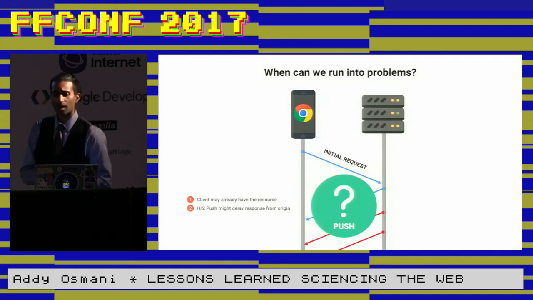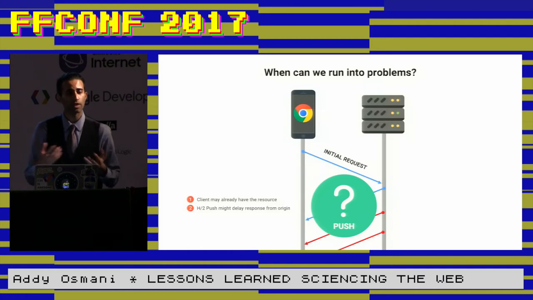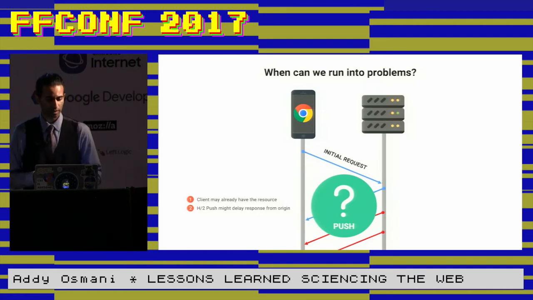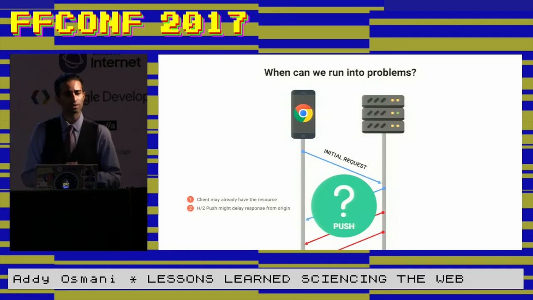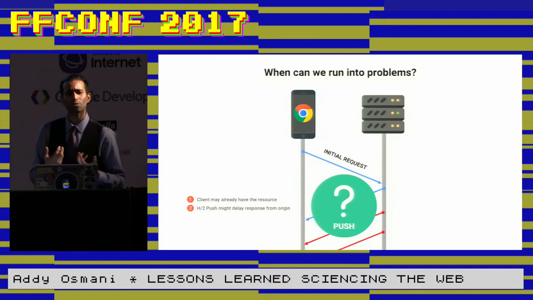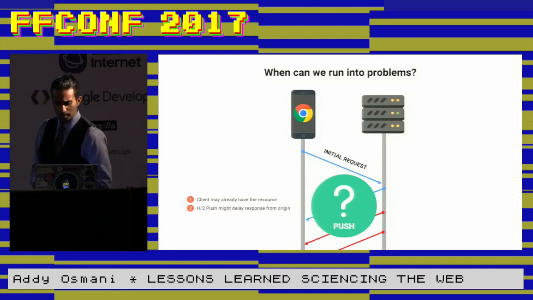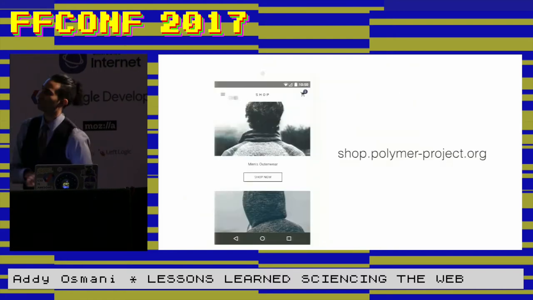H2 server push is not cache aware. And so there are many cases where you can accidentally end up pushing things into the user's cache that they may already have, wasting those precious bytes on their data plan. It can also end up delaying responses from an origin. And so although H2 push is a powerful capability, it's also one that you have to kind of hold correctly to get right.